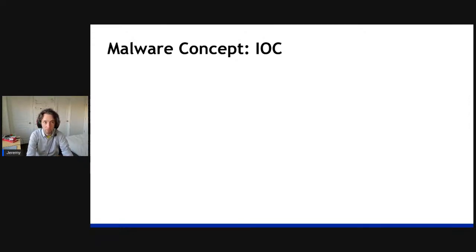So I talked about this before, but now we're going to talk about indicators of compromise, or IOC. So indicators of compromise are something that we were looking for last week. We didn't really call them this, but we are talking about them now because we are going to use them for our next program, which is Yara.